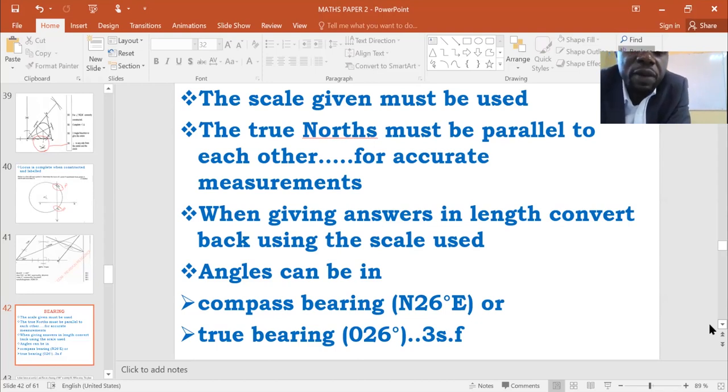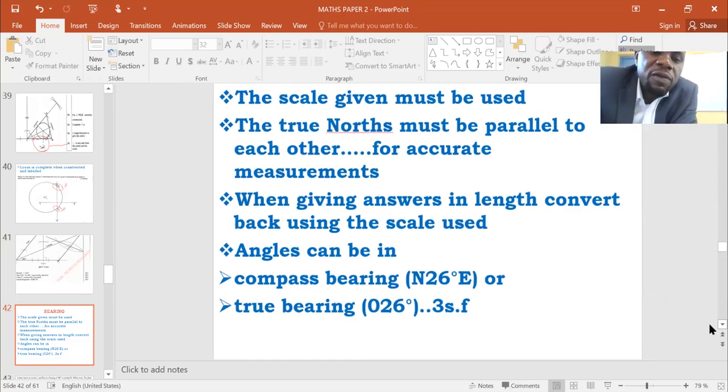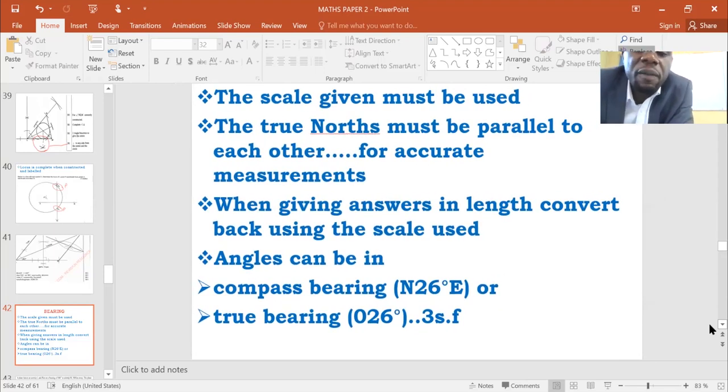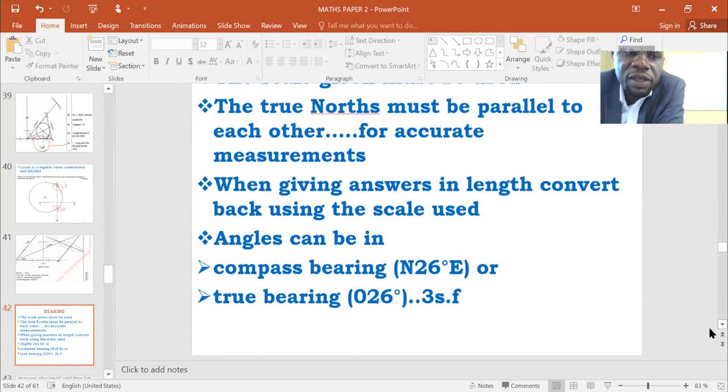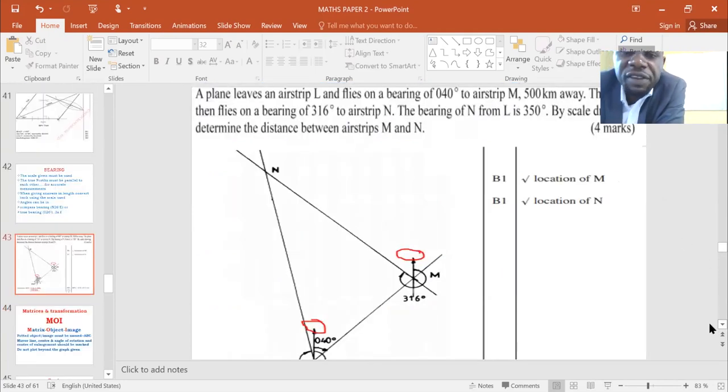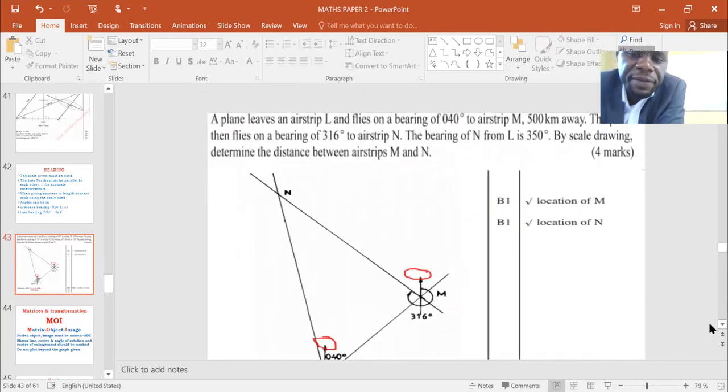But otherwise, the true bearing must start from the true north in the clockwise direction. Now, if you're given an answer in terms of a bearing, if it is a true bearing, it must be 3 significant figures. Now, the only problem that comes with the bearing is when you are answering the questions that come after it.